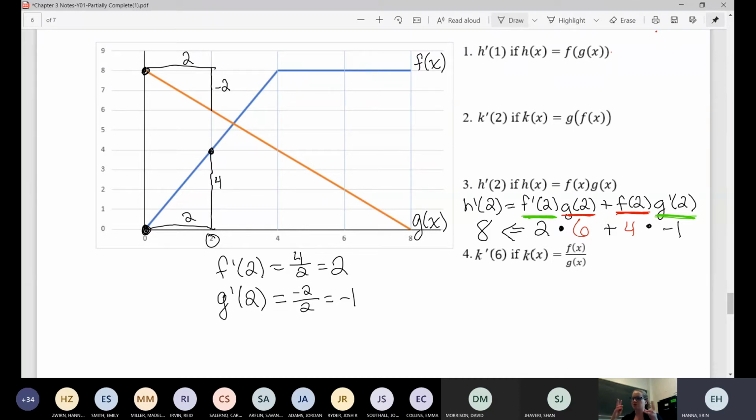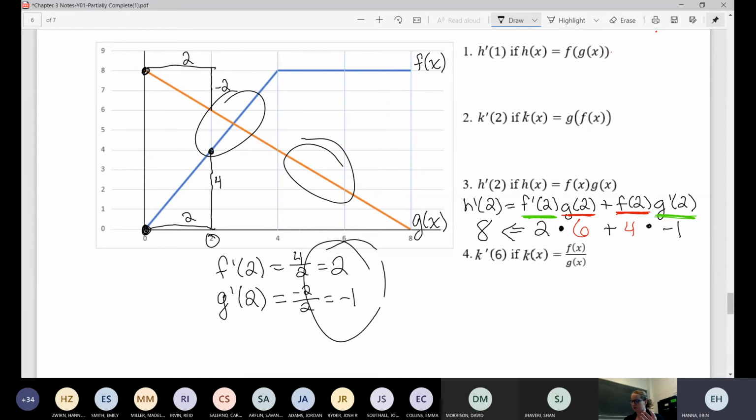So if it's just a quote-unquote normal value, if it's f of 2 or g of 2, we wanted the y values. And then if it was f prime of 2 or g prime of 2, we had to find the slopes of these kind of lines that we're working with here. We had to find the slopes. And that's what I have down here. We found the slopes of these lines and used them for our derivative values.